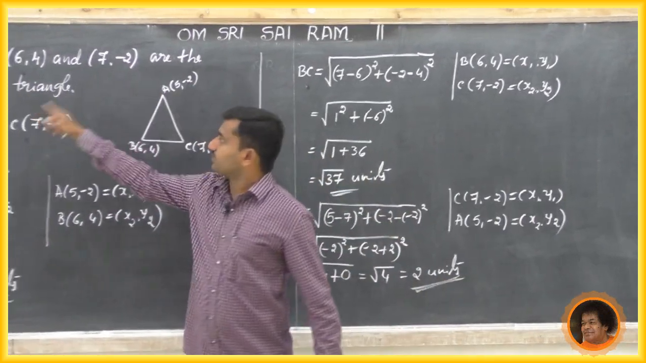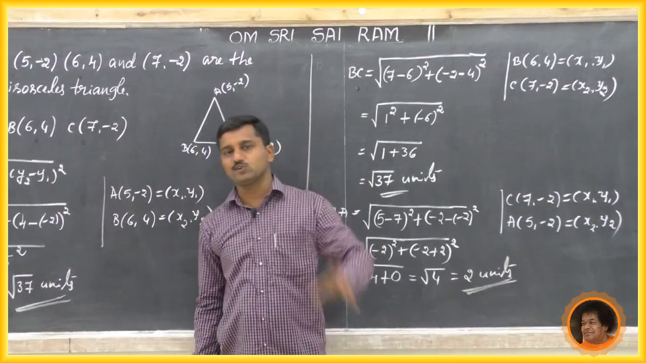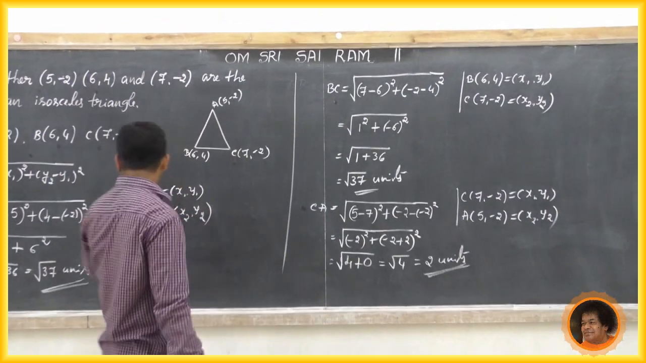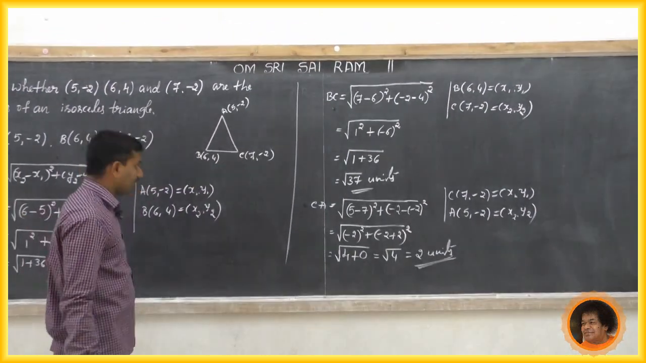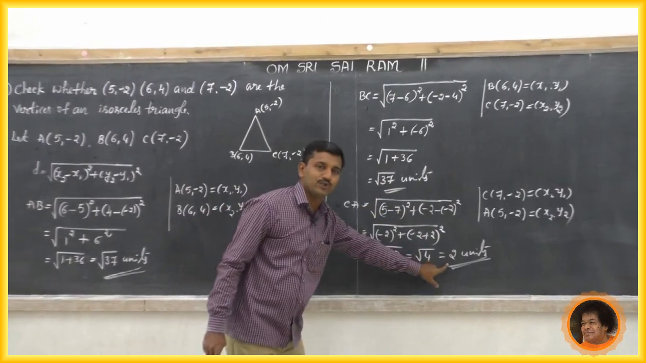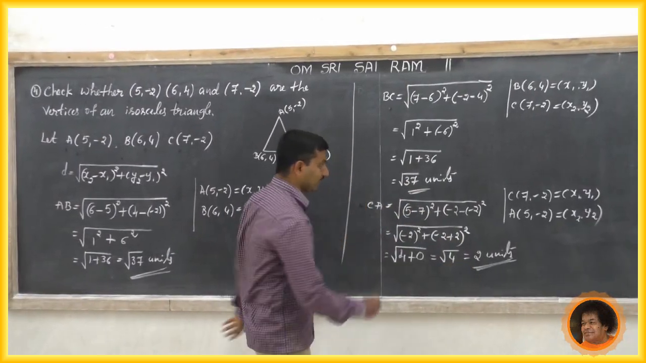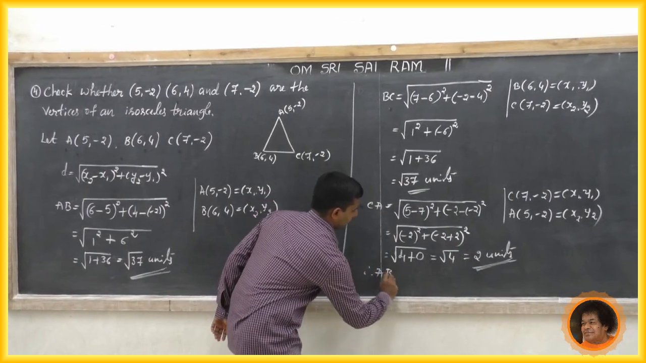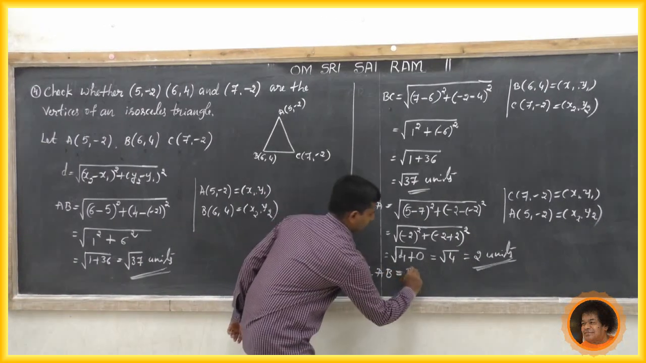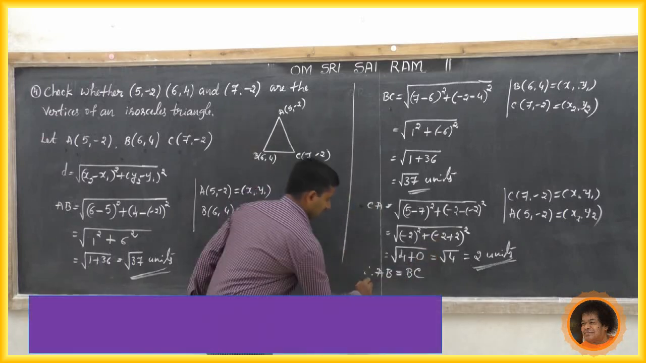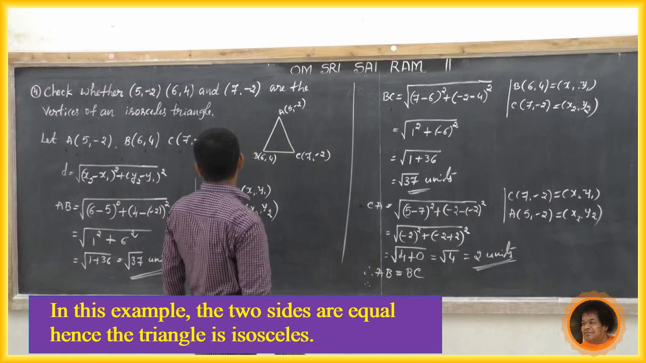Are the vertices of an isosceles triangle? What is the meaning of an isosceles triangle? If two sides are equal, that is an isosceles triangle. So here AB is root 37 and BC is root 37, CA is 2 units. Here two sides are equal. So therefore AB equal to BC. What is our conclusion? So therefore this is an isosceles triangle.